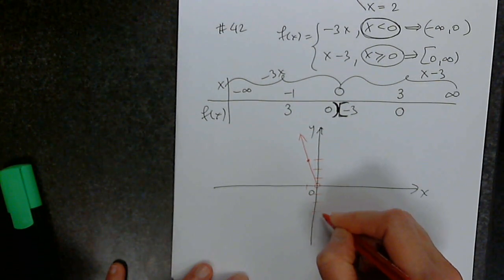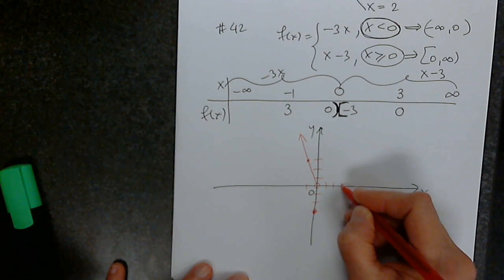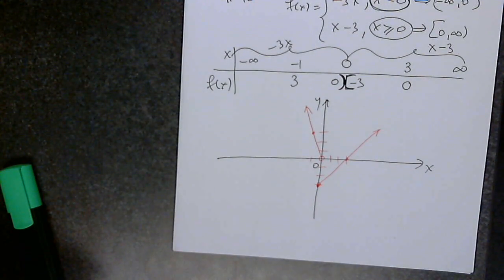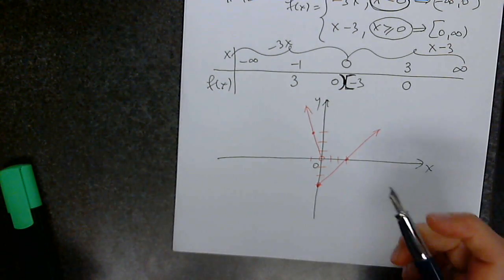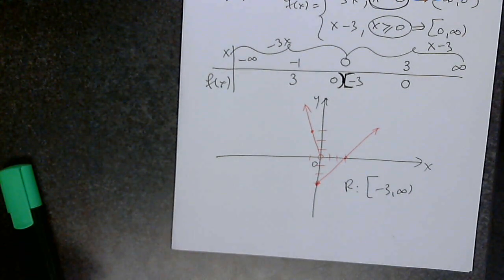0, negative 3. Good. And 1, 2, 3. 3, 0. Good. Now, if we ask to find the range of this, what will the range be? Negative 3 to infinity. Wonderful. Are these piece lines? Yes. Absolutely.